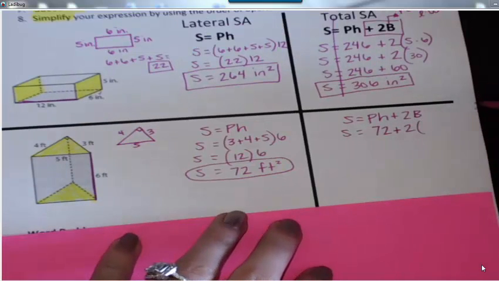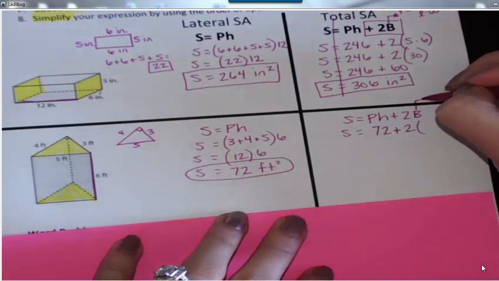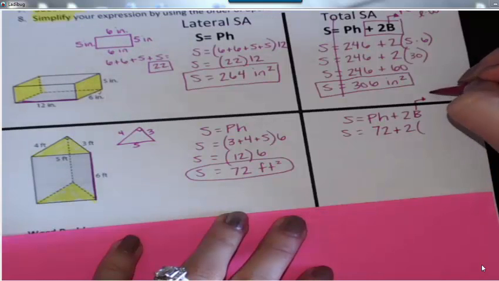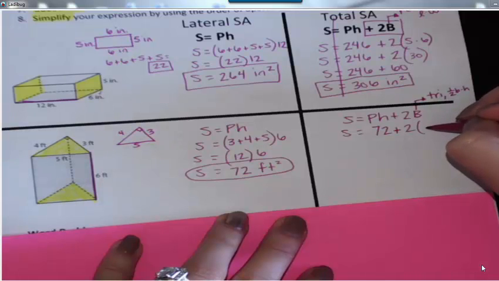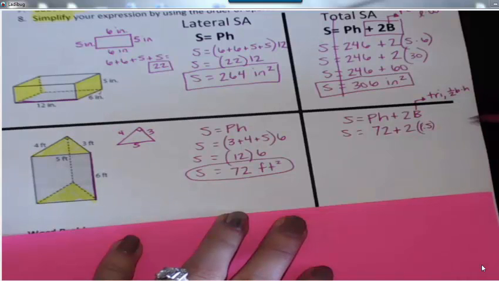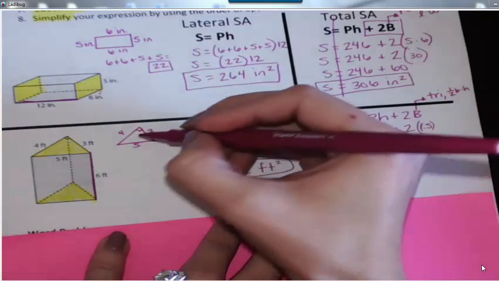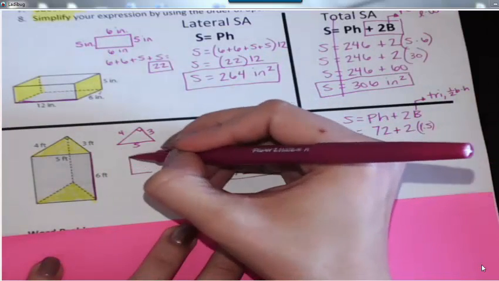And now I want the area of the base. So again, my area of the base is the shape, which is the triangle. And I'm going to do half times base times height. So I'm going to put 0.5 here because I'm changing that to a decimal because I like to work with decimals better than fractions. The base of my triangle.